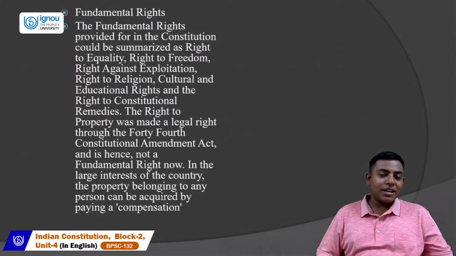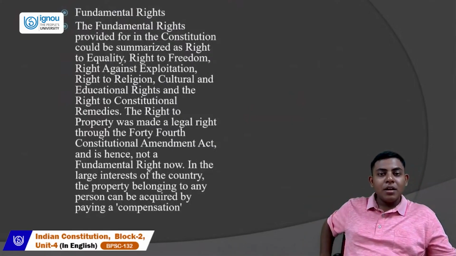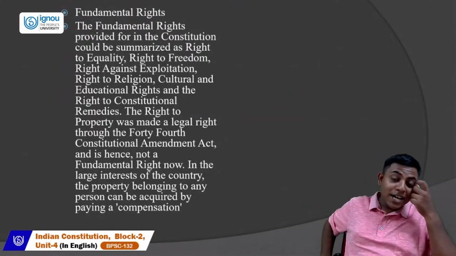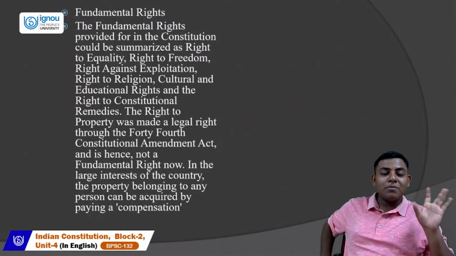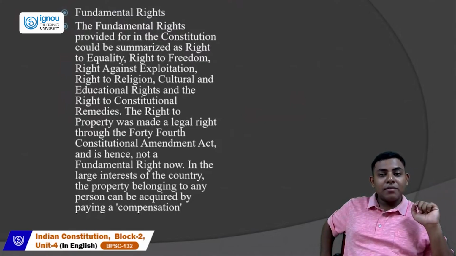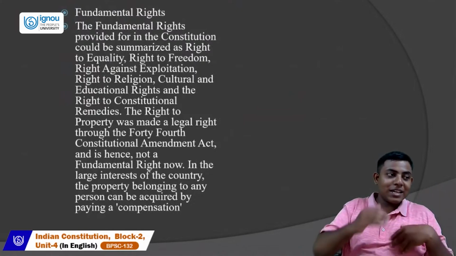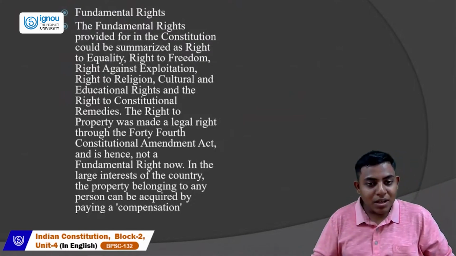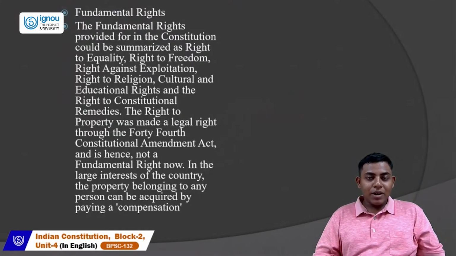Then Article 19 contains a list of 6 freedoms. For example, freedom of movement, freedom to settle and reside in any place, and then freedom to assemble peacefully without arms, right? Freedom to form associations. All these are given in Article 19. And there are certain exceptions to these freedoms as well, which were incorporated through the First Amendment Act of 1951 as a response to the Romesh Thapar versus State of Madras case.